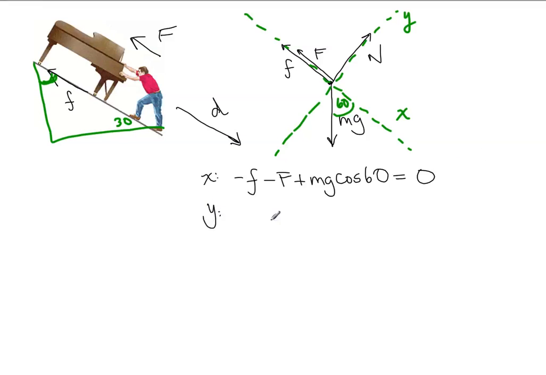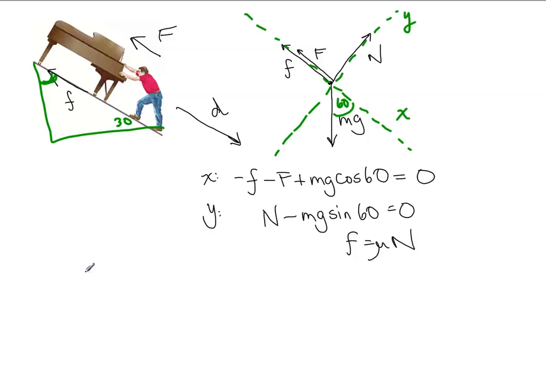We can also write the y equation, a little bit easier. Normal force minus mg sine 60 equals 0. And we know that f equals mu n. So the first thing they ask you is to calculate big F.